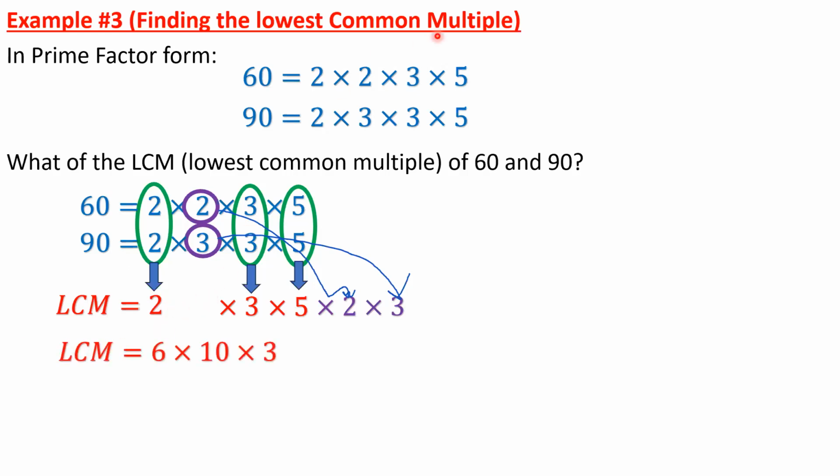Let's make sure we understand how we got the answer. We multiply 2 times 3, and what is 2 times 3? 6. Then we multiply 5 and 2, which gives us 10, and we bring down the 3. Good. Now we multiply 6 times 10, which is 60. And then 60 times 3 is going to be what? 180. And that's how we get the 180.